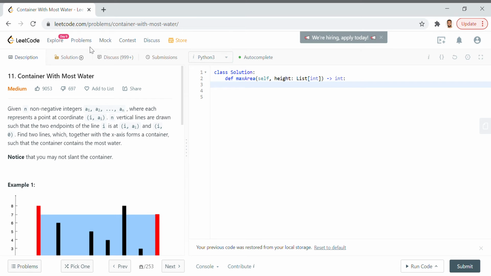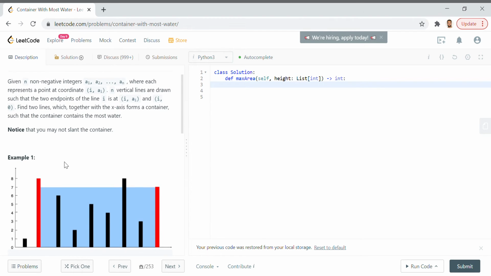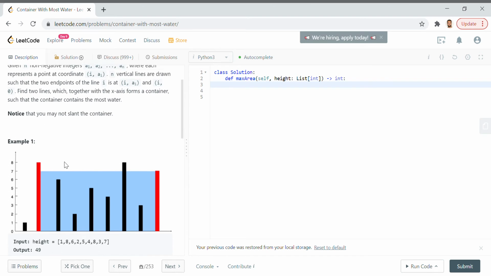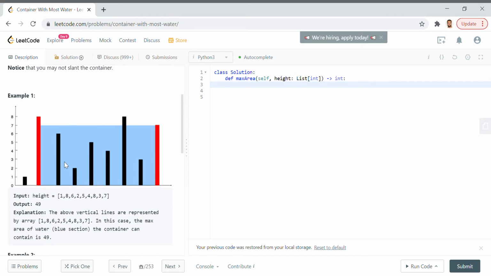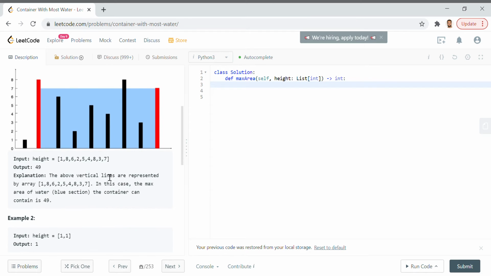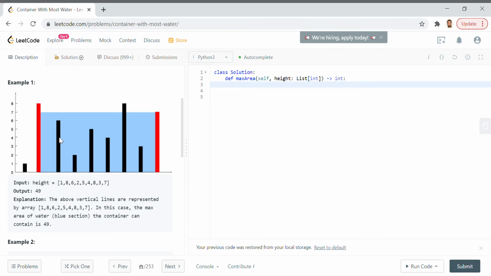Another quite common programming assessment question is the container with the most water. The idea is you have some container, or I suppose like a jar, and there are bars that represent this container. Between those two bars is some amount of water that you can fill.